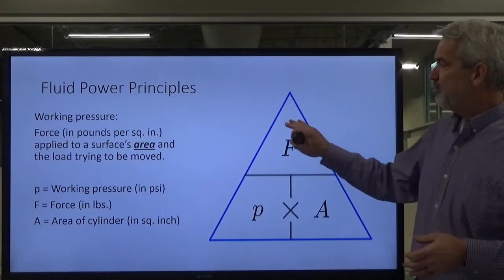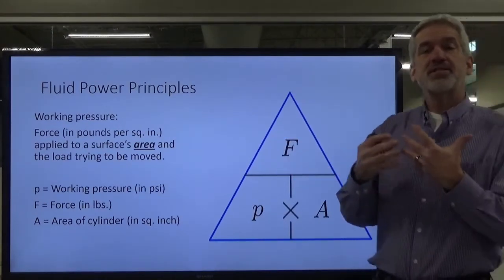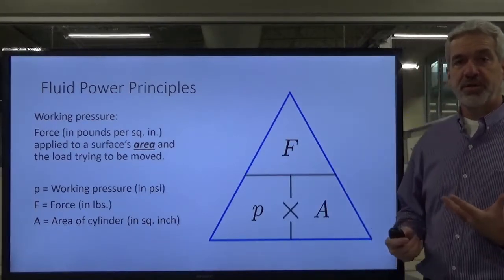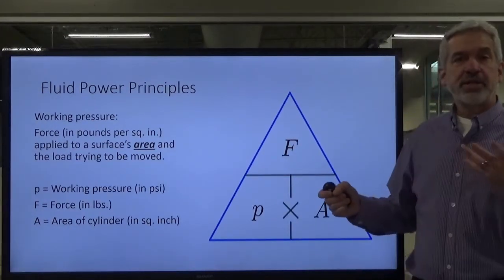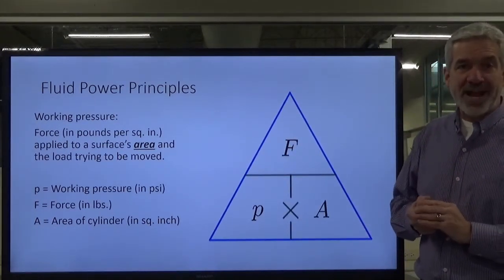In this case, we've got the triangle with the F on top. That's the force. That is the amount of work we're trying to do. And I think your little homework example there had 15,000 foot-pounds.